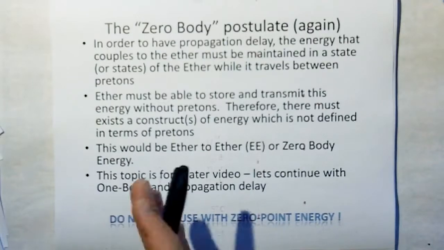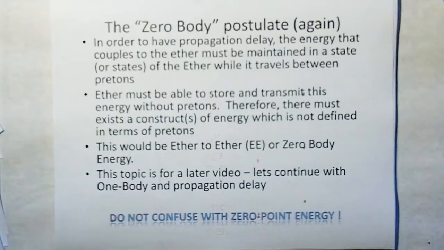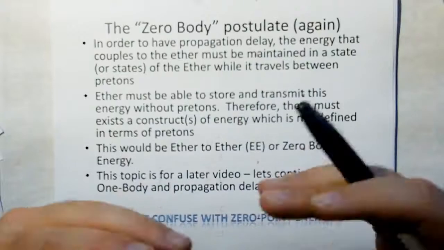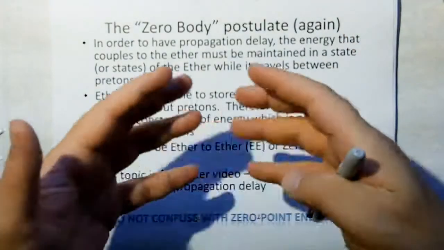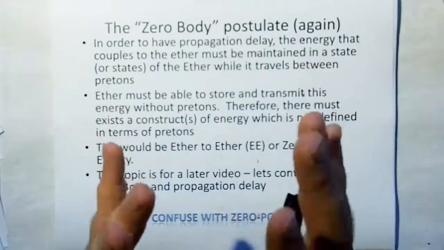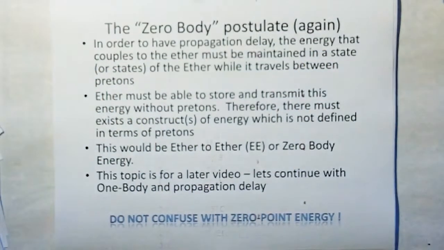Now, you might say, well, that's two-body, ether to ether. That's two bodies here. Yeah, okay, great. But at least we're not talking in terms of protons. We're talking in terms of states between ethereal particles. Now, at this writing, I know there's a lot of people wondering, how do you know the ether is composed of particles? And it really doesn't matter.